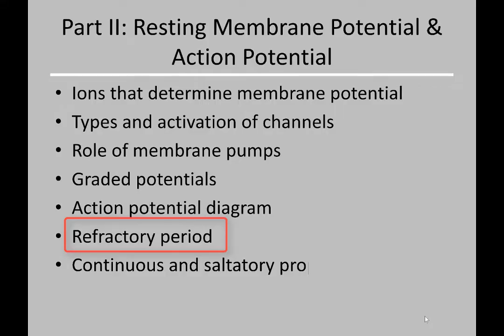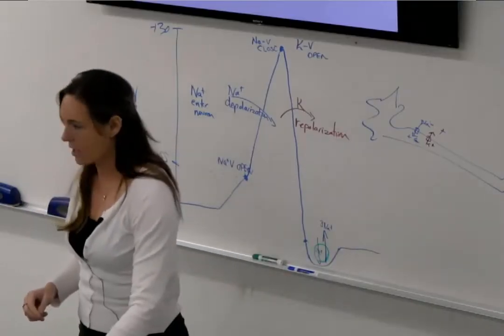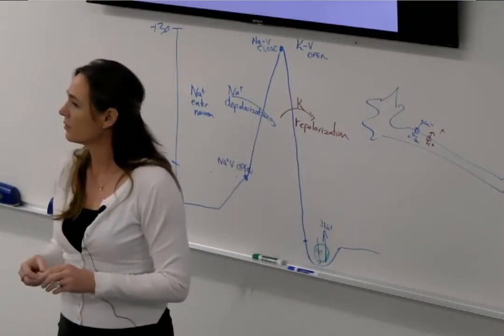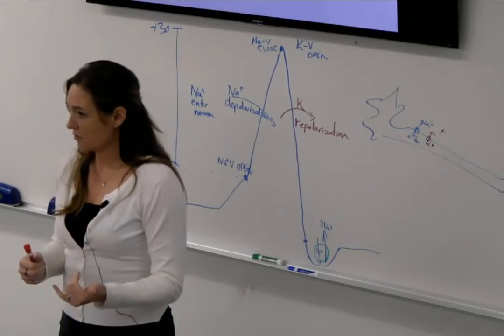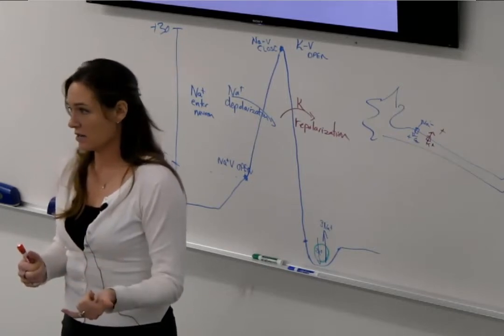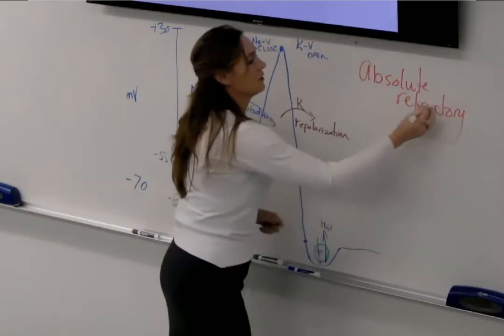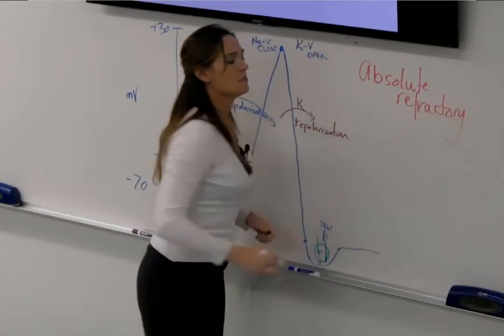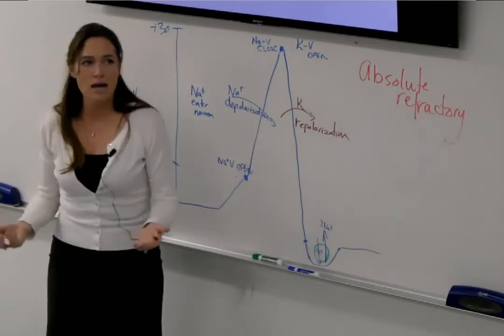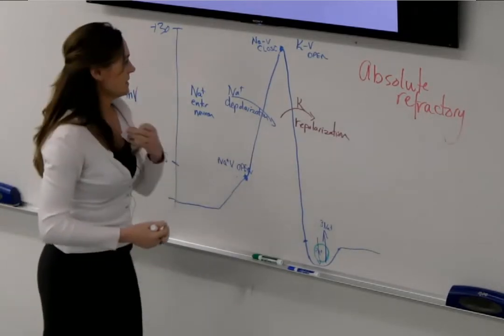Within here, we also want to know about refractory period. There are 2 refractory phases. Who can tell me what the refractory period is all about? There's an absolute refractory and a relative refractory. Absolute refractory means you cannot get another stimulus in this neuron.